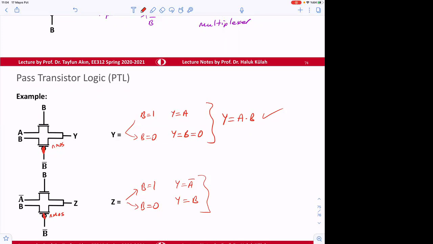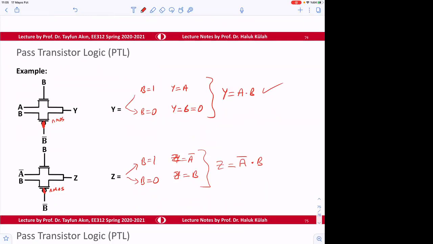Why do we call it Y? It should be Z, right? I mean, this should be Z. So the logic is that Z is equal to A bar dot B. So for all cases, is this verified? Yes.